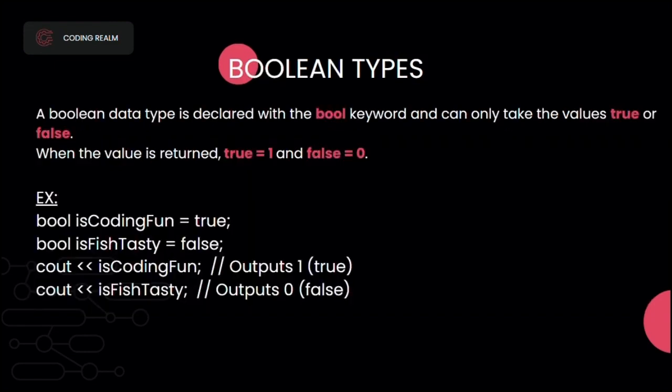The Boolean type. A Boolean data type is declared with the bool keyword and can only take the value true or false. When the value is returned, true is equal to 1 and false is equal to 0. Example here: bool isCodingFun equal true, bool isFishTasty equal false. The first cout isCodingFun will output 1 because it's true, and the second cout isFishTasty will output 0 because it's false.